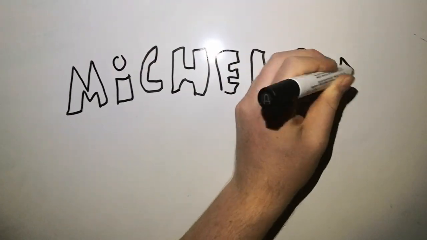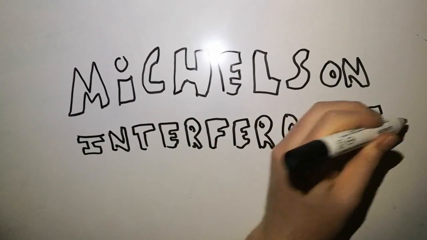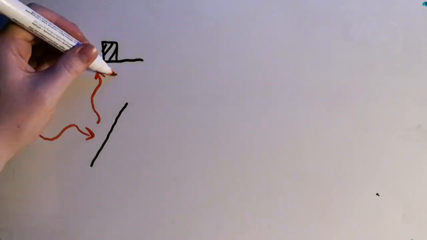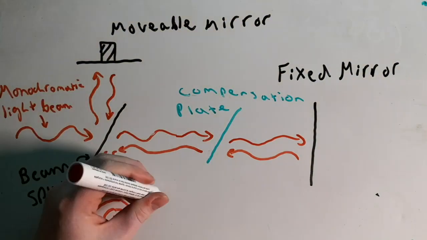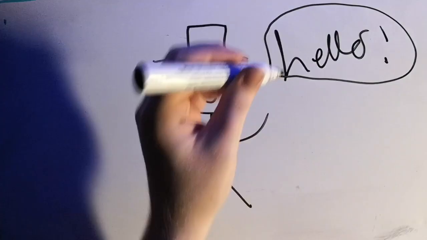In this concept video, we're going to talk about the mechanism of the Michelson interferometer. The Michelson interferometer is a common configuration for optical interferometry and was invented by Albert Abraham Michelson.